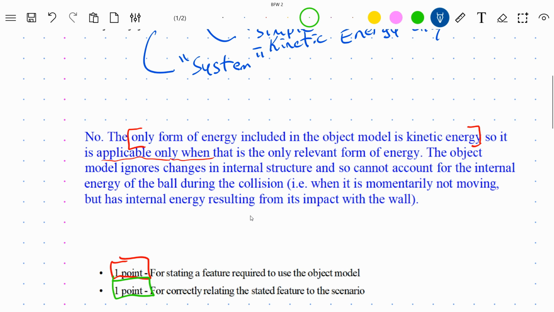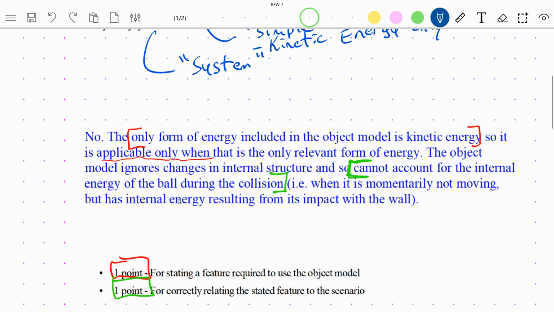Having talked about the object model is important, but what's the relevance to this scenario? Did I do that in my answer? And yes, I did. After explaining, I elaborated a bit more. I said "ignores," and so it cannot account, maybe right around here, for the internal energy of the ball during the collision. And of course, the rest is just elaborating on that detail. But I would say that, yes, that would earn me that point. And so I would get both of the 2 points that this part of the question is worth.